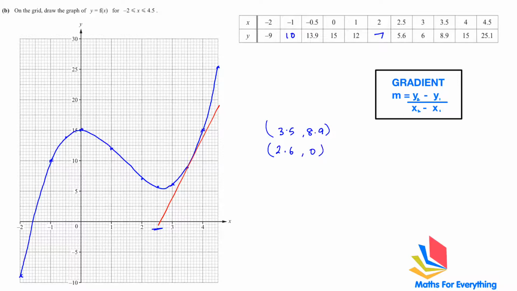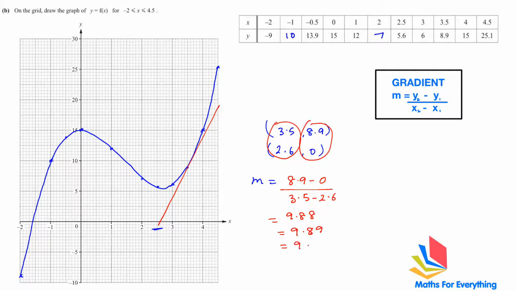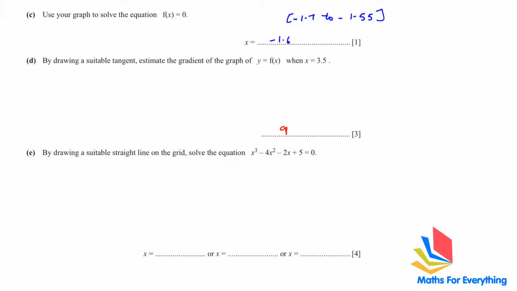Now to find the gradient, we do y2 minus y1, so 8.9 minus 0, over x2 minus x1, 3.5 minus 2.6. And we'll get the answer 9.88. We can round it to 9.89 or 9.9. We have been given the range from 6.5 to 11. That's very generous.